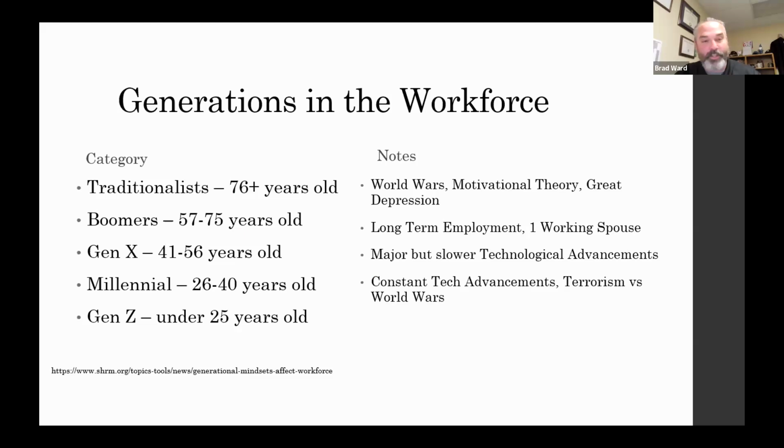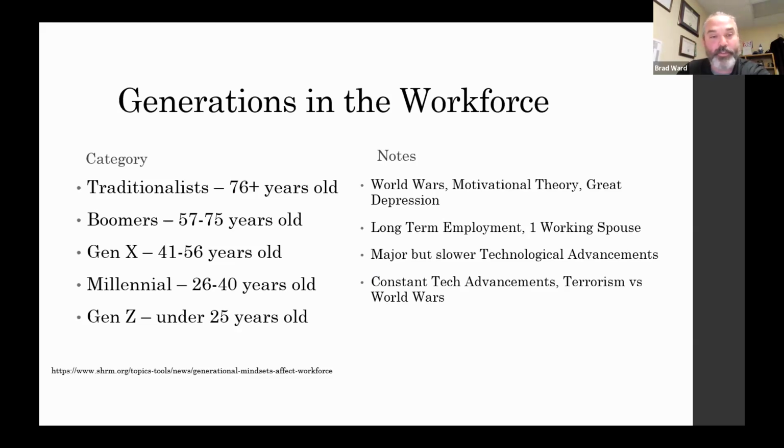And if you couple in generational differences, this is important as far as the theory goes. For example, when two-factor theory, the theory I'm going to talk about, was written, it was during the traditionalist era. They're roughly 76 years old now. And the big thing with them, if we're looking at major events in life, you had world wars going on. Most of the motivational theory was coming out, which we'll talk about in the next slide, during the traditionalist era. And of course, the Great Depression was part of that.